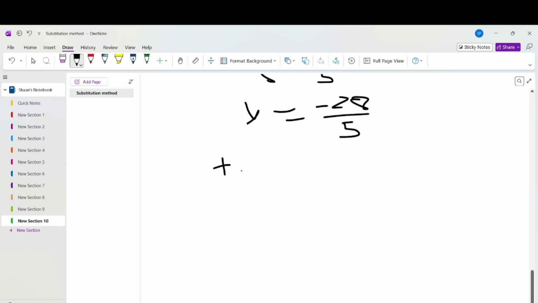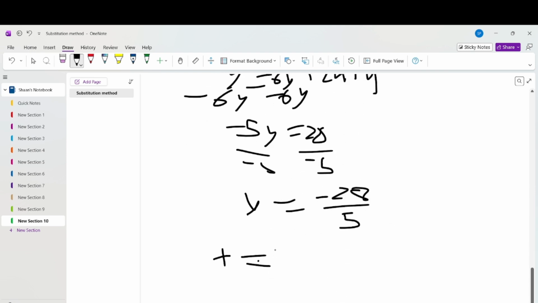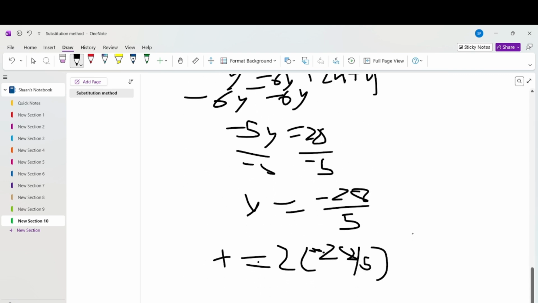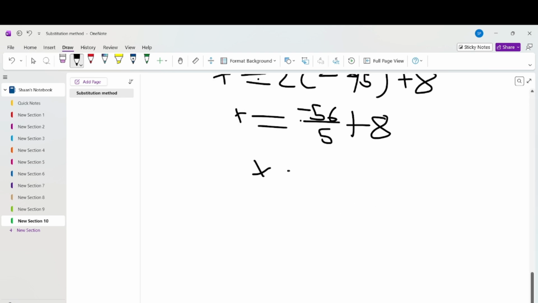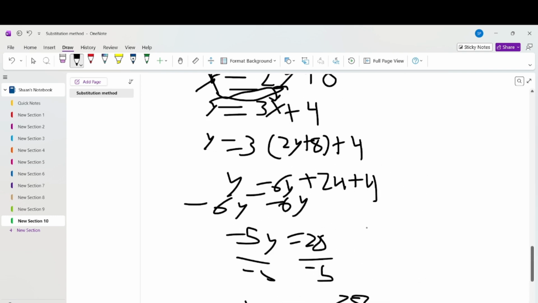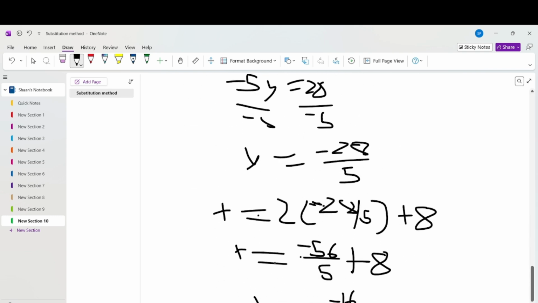Now we're going to have to substitute y into the equation for x. So it says x is equal to 2y, so 2 times negative 28 over 5, because that's what y is equal to, and it says plus 8. So x is equal to negative 28 times 2, which is negative 56, negative 56 over 5 plus 8. 8 can also be written as 40 over 5. So x is equal to negative 16 over 5, because negative 56 over 5 plus 40 over 5 is negative 16 over 5. So now we have x and y, but let's check it just to make sure it's right.